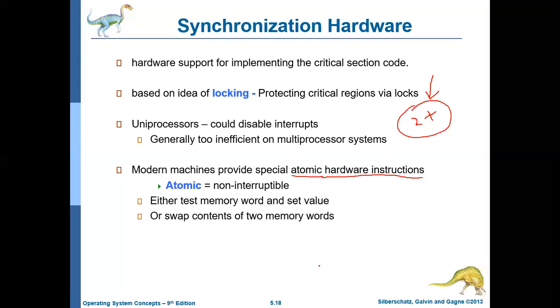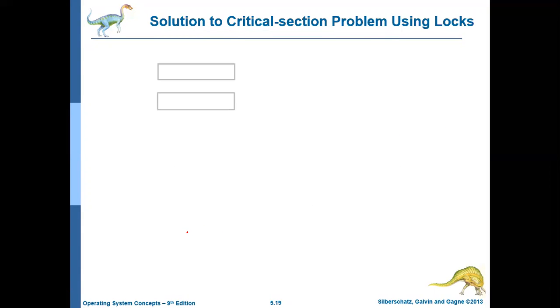We will be discussing two examples for hardware based synchronization. One is called the test and set instruction. The other one is called the compare and swap instruction. So this is the agenda of this topic. Basically, we'll be discussing two types of hardware synchronization instructions: test and set, and compare and swap.